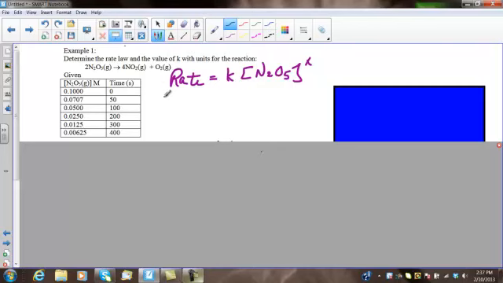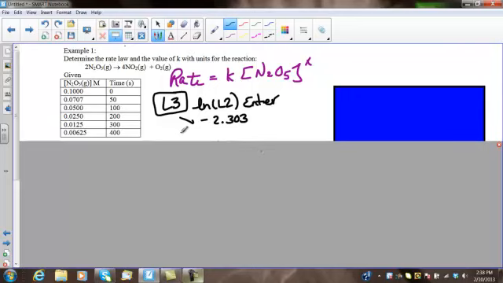When you get to the top of list 3, I want you to highlight list 3. Your cursor is going to be on list 3 and you're going to type in ln of L2 and then hit enter, and it will populate the list for you. You should get, for the first reading on top in that list, just as a check, negative 2.303. You can stop and pause me at any time so that you can do this.